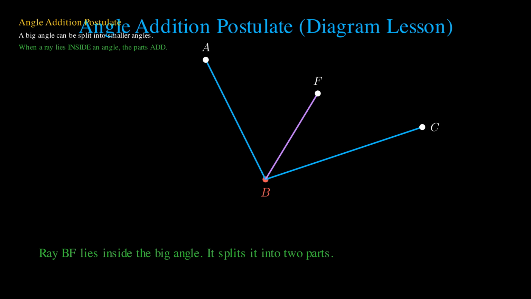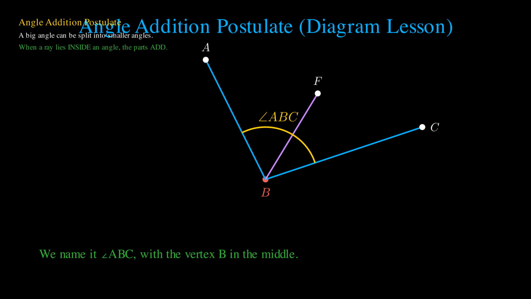Now we draw another ray from point B going toward point F. This new ray lies inside the big angle. And when we place this ray inside, it splits the large angle into 2 smaller angles. So instead of one big angle, we now have 2 smaller angles that sit next to each other.